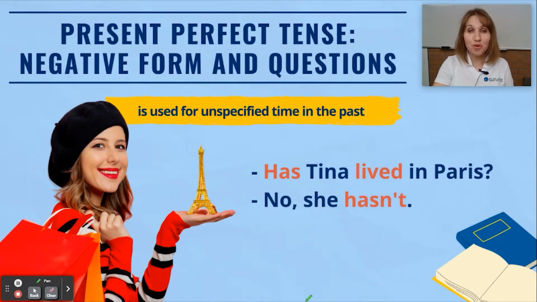As we know, the present perfect tense is used for unspecified time in the past, but today we are going to discuss its negative form. Let's look at the example that we have here. Has Tina lived in Paris? And the answer is no, she hasn't. So this form, hasn't, is actually the negative form of the present perfect tense. Let's move to our next slide and check the formation.